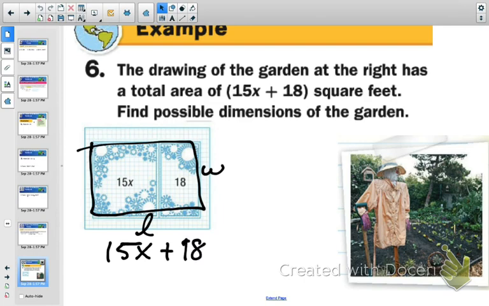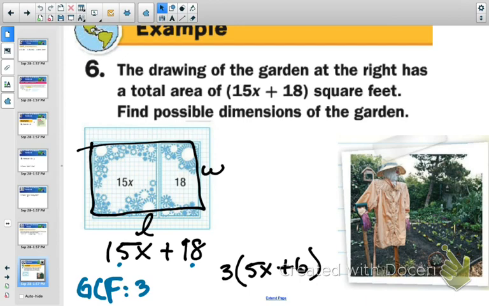Okay, well, the GCF of those is going to be 3, because 3 goes into 15, and 3 goes into 18. This is 3 times 5 is 15, 3 times 6 is 18, so our GCF is 3. So we can take 3 out here, and then we're going to have 5x plus 6 left over. So that means that one of our lengths has to be 3. The other length has to be 5x plus 6.